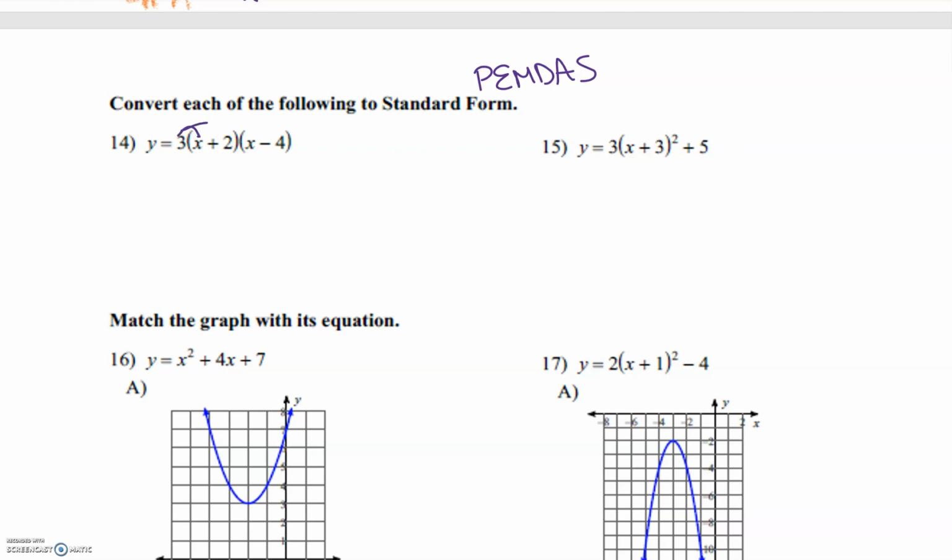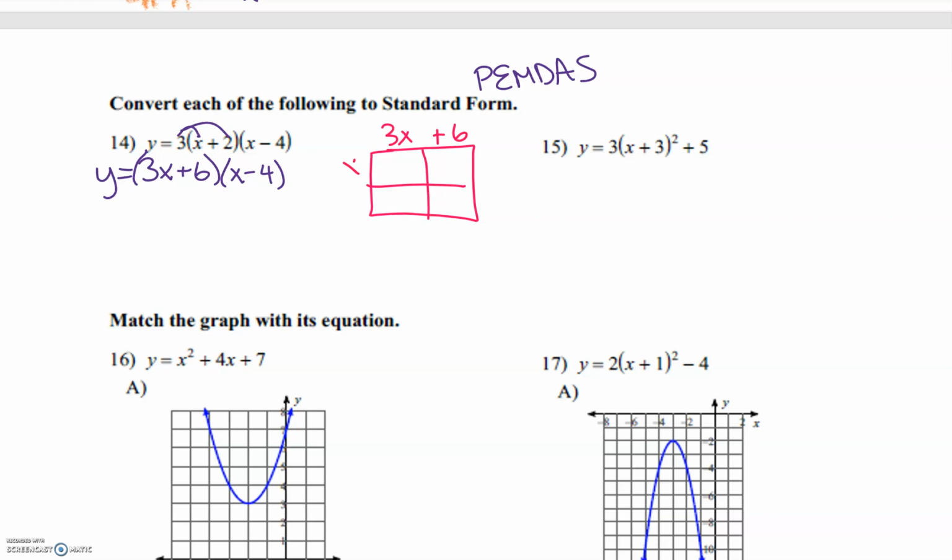Okay, so we're going to distribute this 3. So y equals 3x plus 6. And then this second set of parentheses. If you're someone that likes to do a box, feel free to do a box for your multiplication. You have 3x plus 6 on one side of the box and x minus 4 on the other. This gives us 3x squared, a positive 6, a negative 12x, and a negative 24.